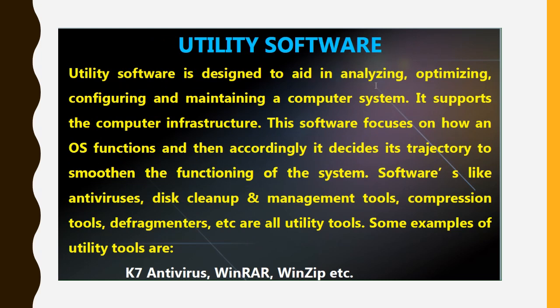Utility software. These are designed to aid in analyzing, optimizing, configuring, and maintaining a computer system. It supports the computer infrastructure. This software focuses on how an operating system functions, and then accordingly it decides its trajectory to smoothen the functioning of the system. Software like antivirus, disk cleanup, management tools, compression tools, defragmenters, these all are what? Utility software. The software which is used to manage other software is known as what? Utility software. Okay, like antivirus, WinRAR, zip files, making a zip file, that is known as what? Utility software. To open a PDF, that is known as what? Utility software. Adobe Reader, these are what? Utility software.